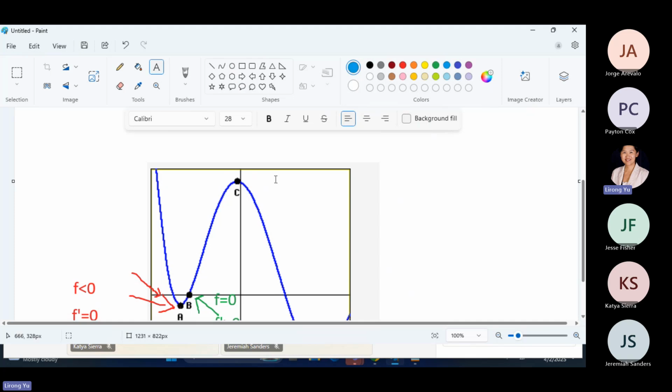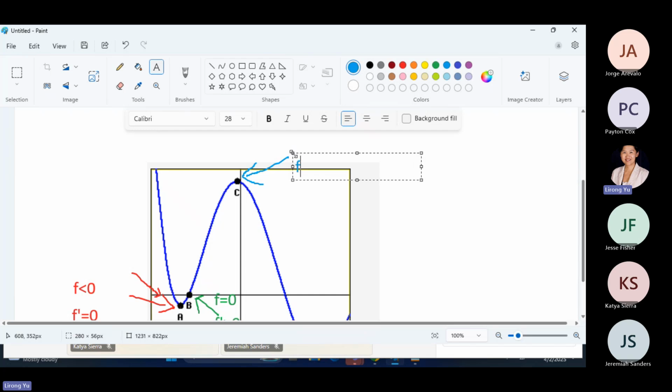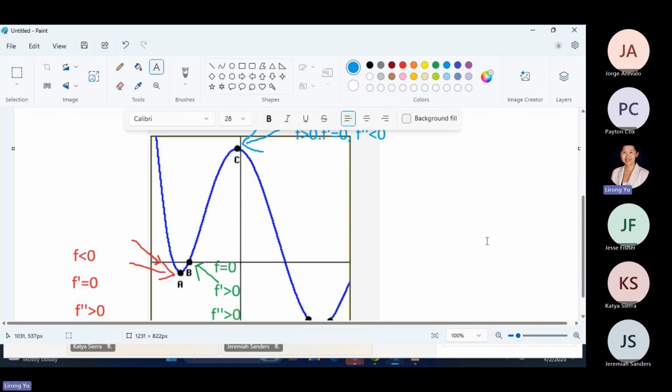Let's look at C. All right. C, what about the original function? Positive, negative, or 0? It's above, right? So the original function should be positive. So we would write f is positive. And what about the derivative? Yeah, so it should be 0. So the first derivative should be 0. Now, what about the second derivative? Looks like concave down. It's concave down, so it's negative for the second derivative. That finished all about C.